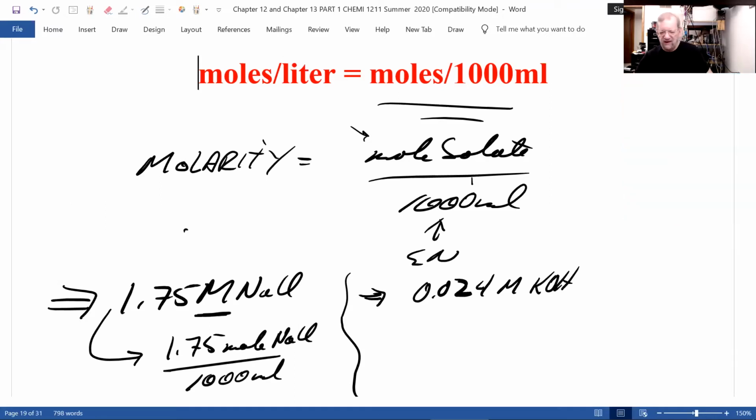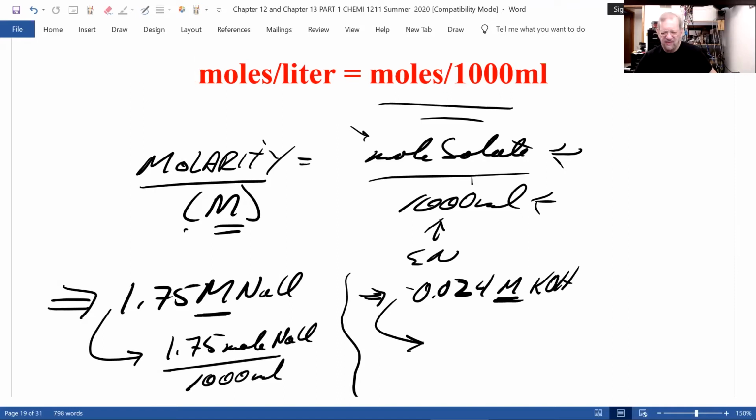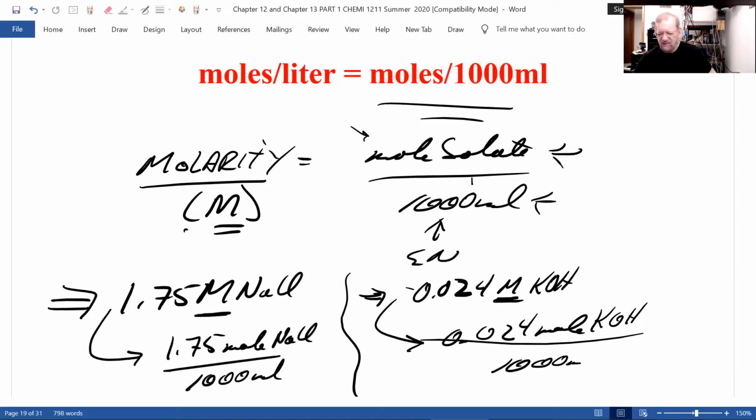What does this mean? As soon as you see capital M, that's molarity. Remember, molarity is capital M, and it's moles of solute per 1,000 milliliters. So what does this mean? 0.024 moles KOH, potassium hydroxide, per 1,000 milliliters. And that's what that means.